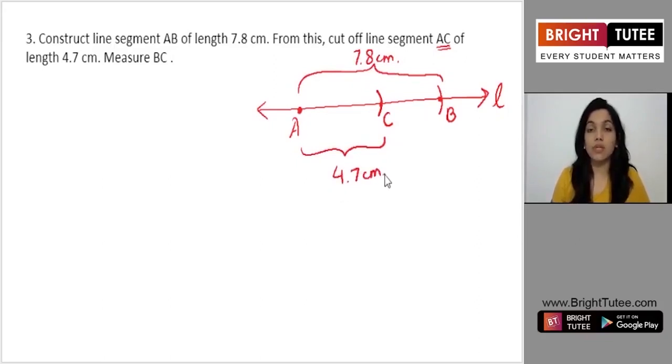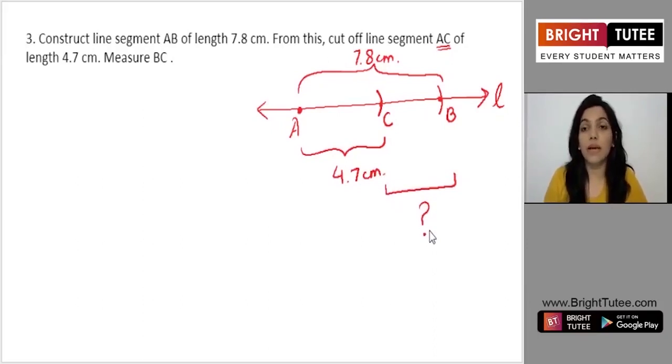Right? And what are they asking us? They are asking us to measure this particular length BC. This is what we need to find. I hope you can think about the answer yourself, because AB, the bigger line, is 7.8, and out of 7.8 we have marked 4.7, that is AC. So what will be the length of BC?